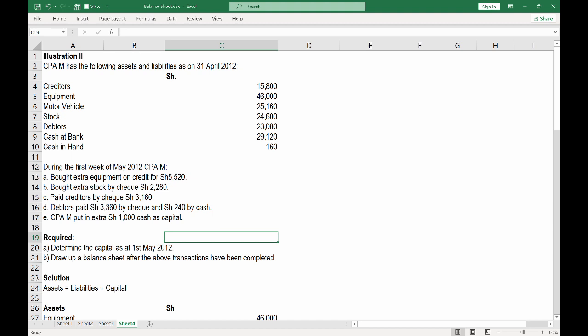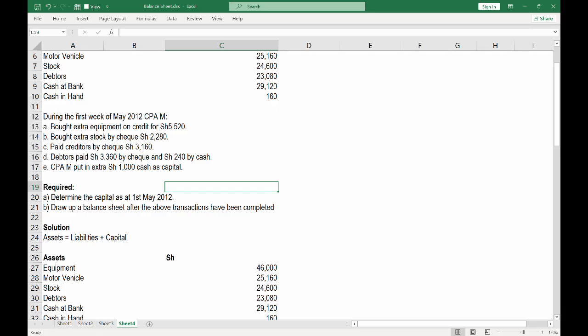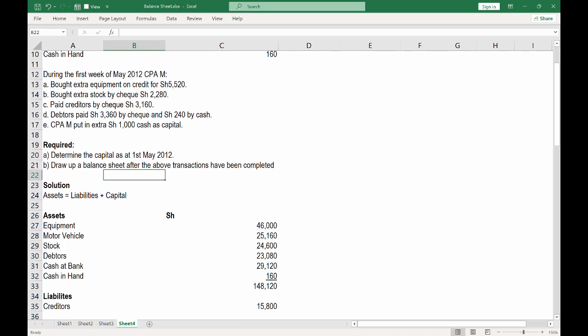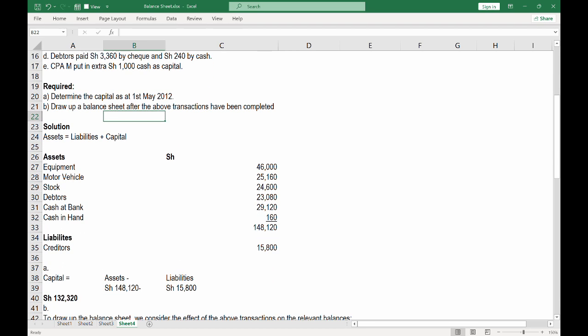Also a debtor paid shillings 3,360 by cheque and 240 by cash. And also he put an extra 1,000 cash as capital. So what you are required to do is determine the capital as at 1st May 2012. Also draw a balance sheet after the above transactions have been completed. So we start with determining the capital. We know that assets equal liabilities plus capital.